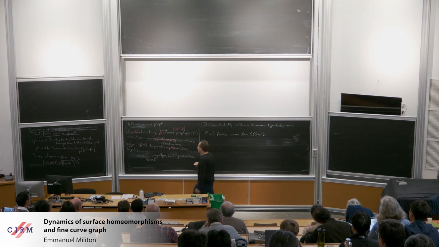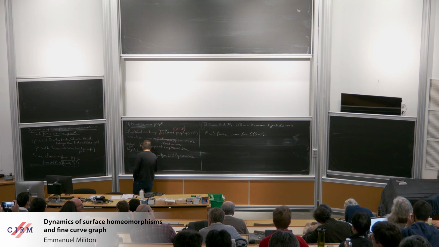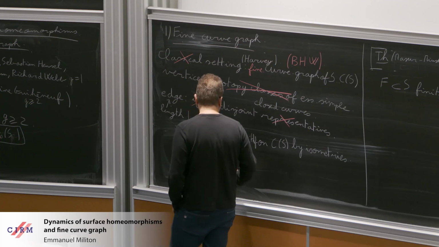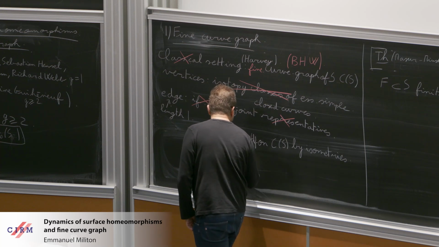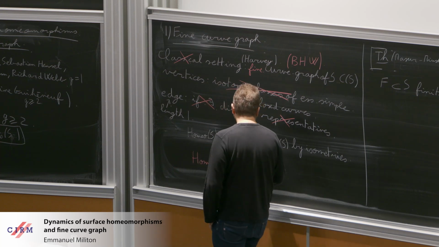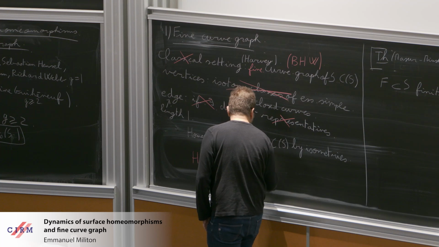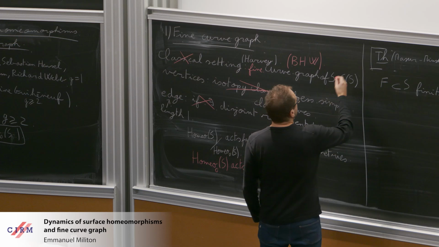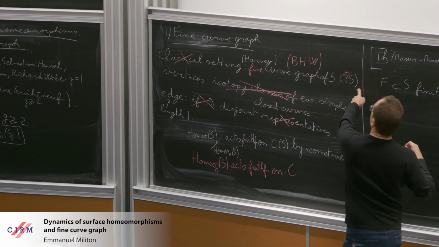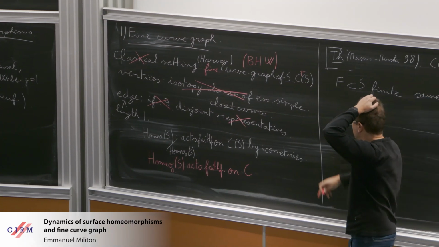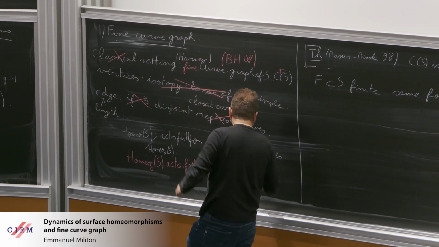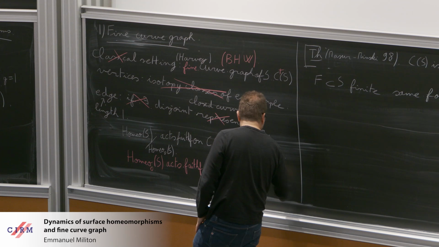But still, first we have an interesting property, which is that the whole group of homeomorphisms of the surface, and in particular those isotopic to the identity, this whole group acts faithfully on the fine curve graph, denoted C dagger of S, by isometries, for the same reasons.